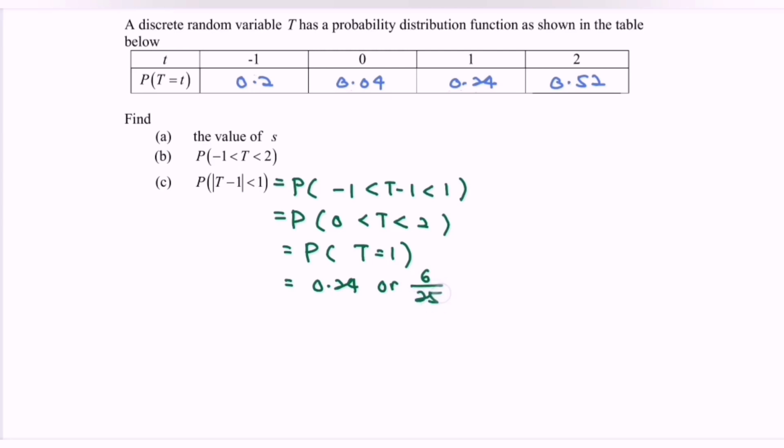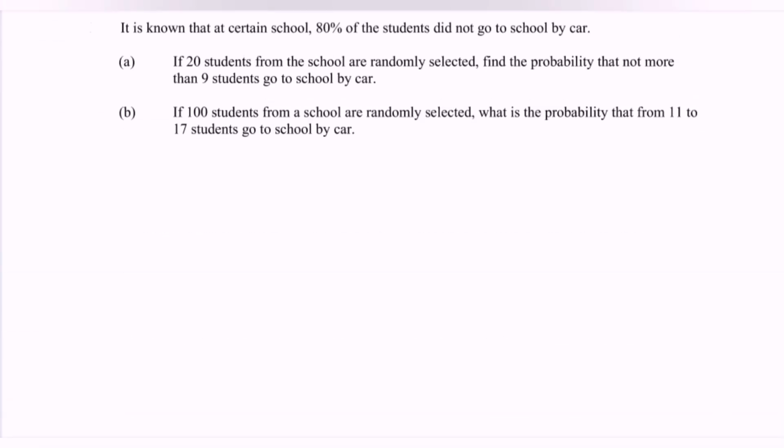Hello everyone, in this video I'm going to discuss the example for special probability distribution. Kindly refer to the question. It is known that at a certain school, 80%, where we have p equals 0.8, of the students did not go to school by car. So define it as C complement, which means that the student did not go to school by car.